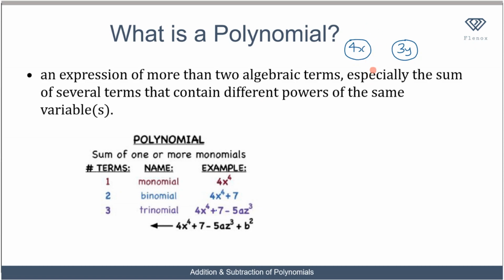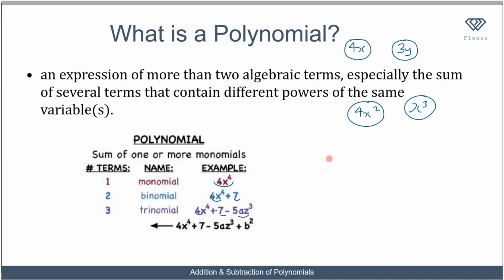What I mean by that is, for example, you can have 4x squared as one term, then you have x raised to 3, so they are lumped together with different powers of x, and this is referred to as a polynomial. Now, an expression that contains only one algebraic term is referred to as a monomial. If it contains two terms, it's a binomial. If it contains three terms, it's referred to as what? A trinomial. If it contains more than two, it's referred to as a polynomial.